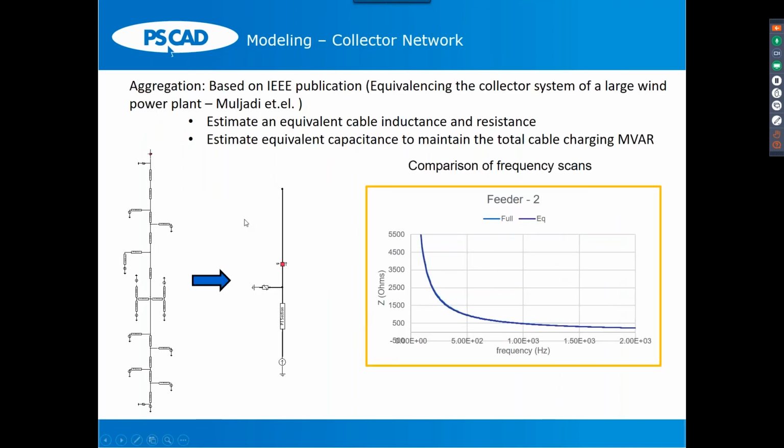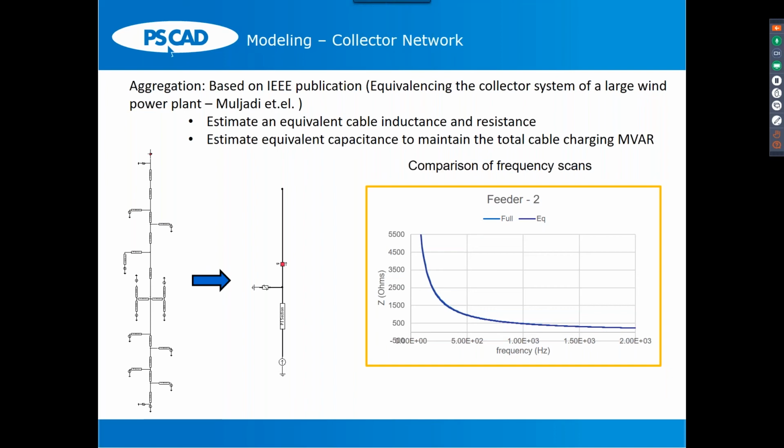So we generally follow the method for cable aggregation presented in an IEEE publication titled Equivalencing the Collector System of a Large Wind Power Plant by Muljadi and some of his co-authors. It's a very simple methodology. If you read the paper, the method that you adopt will be very clear, right?